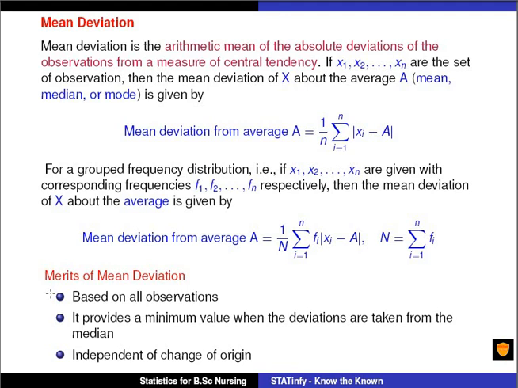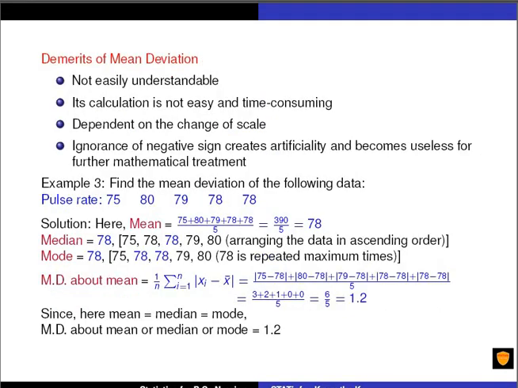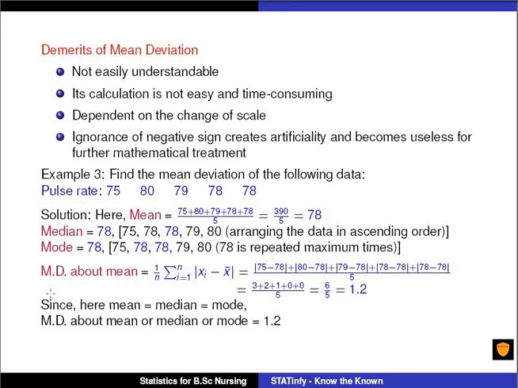Whenever I calculate mean deviation from the median, whatever value you get will be less compared to the mean deviation from the mean or from the mode. And it is independent of change of origin. These are the merits of mean deviation. And what are the demerits? It is not easily understandable. Why is it not easily understandable to other people? Because the calculation is also not easy, and it is also time consuming.